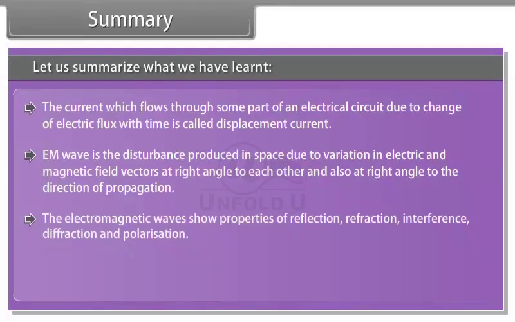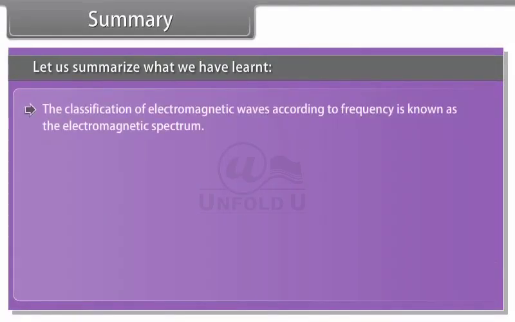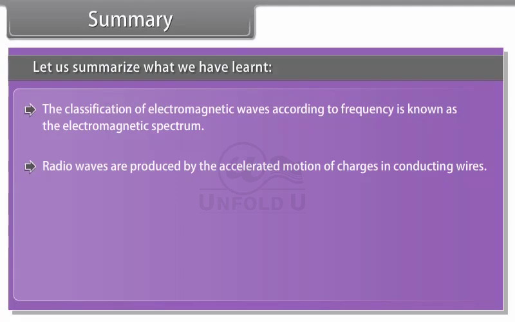The electromagnetic waves show properties of reflection, refraction, interference, diffraction and polarization. In an electromagnetic wave, the average values of electric energy density and magnetic energy density are equal. The classification of electromagnetic waves according to frequency is known as the electromagnetic spectrum. Radio waves are produced by the accelerated motion of charges in conducting wires.